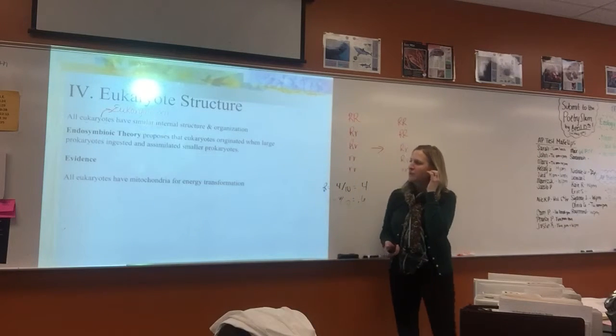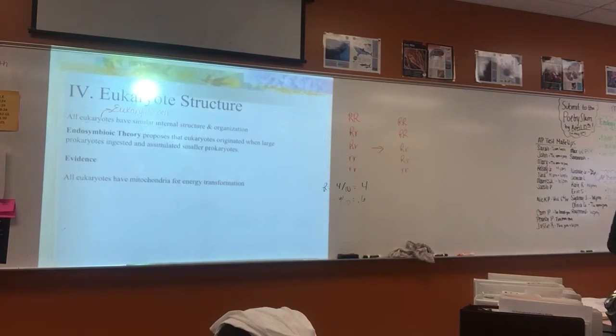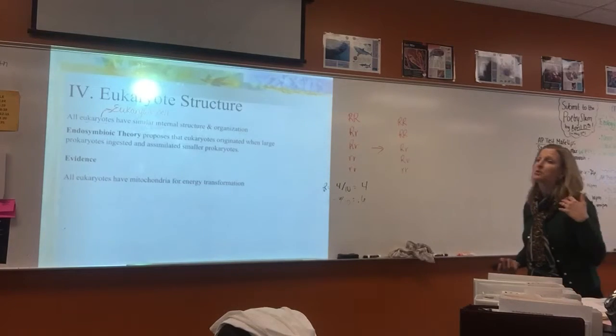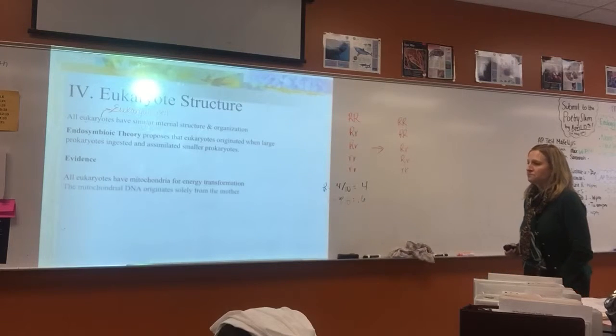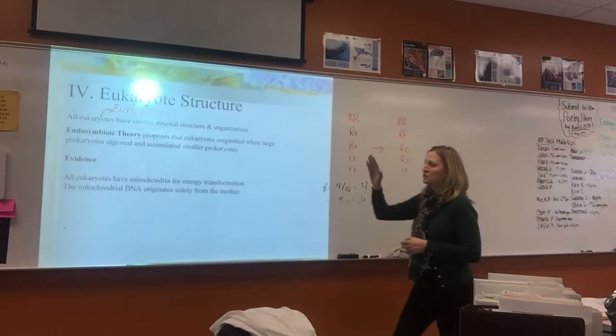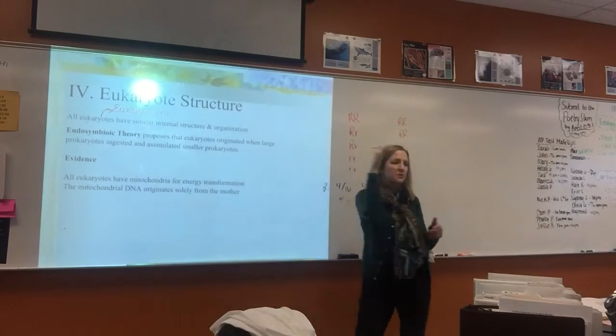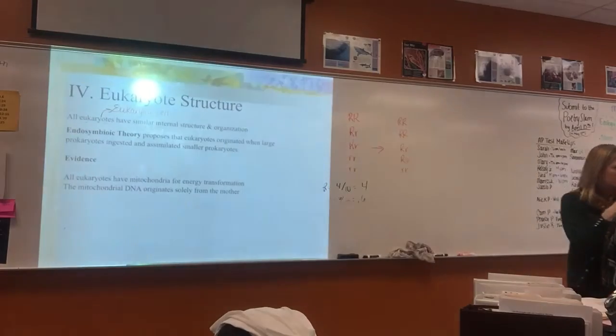All eukaryotes have mitochondria for energy transformation. So that's one thing that we have in common between all eukaryotic organisms. So there's some relatedness between every single eukaryotic organism on Earth. The mitochondrial DNA originates solely from the mother. So the mitochondria has DNA, and remember it comes from the mom, because the sperm doesn't donate the mitochondria when the zygote is formed. All right.